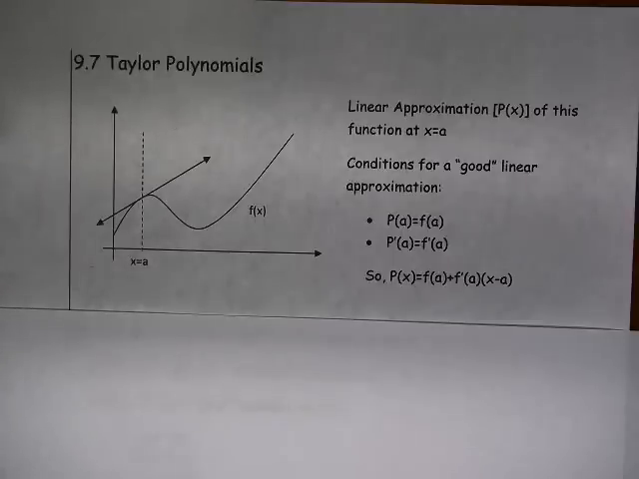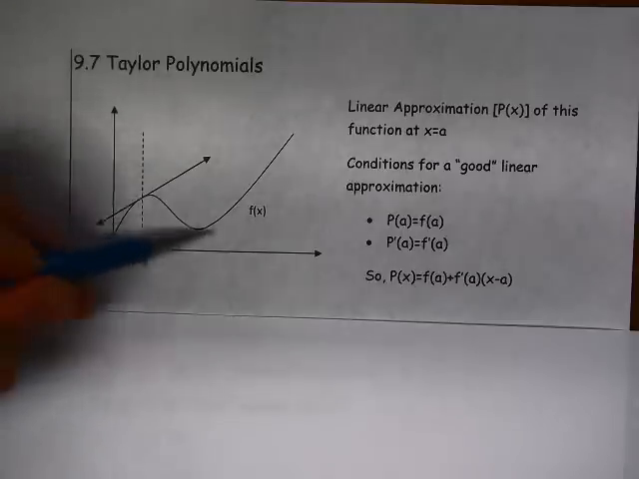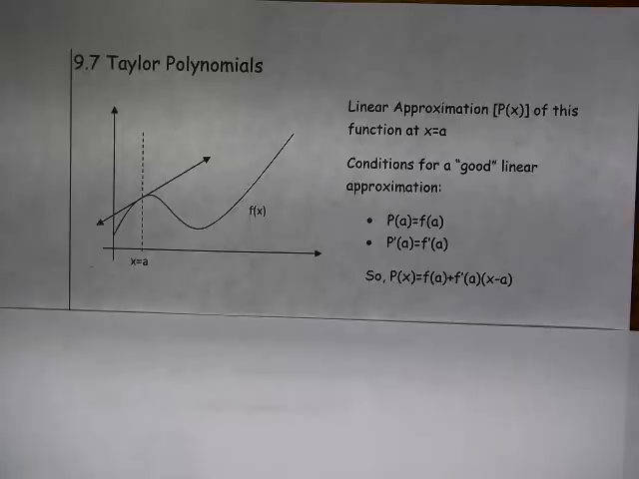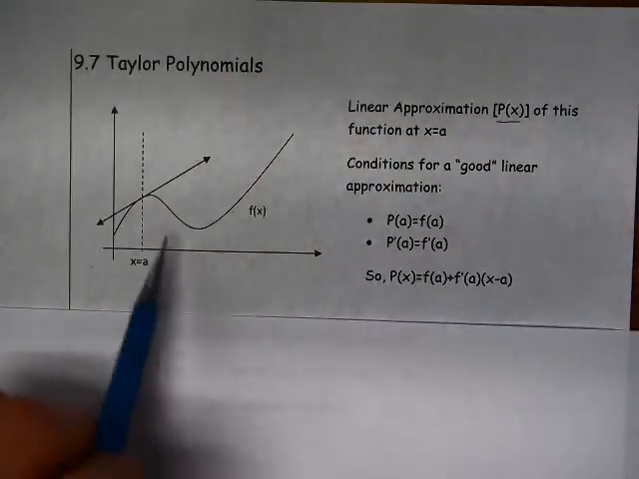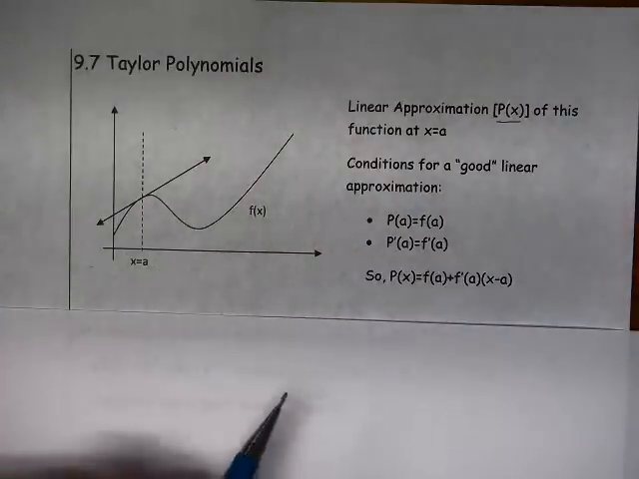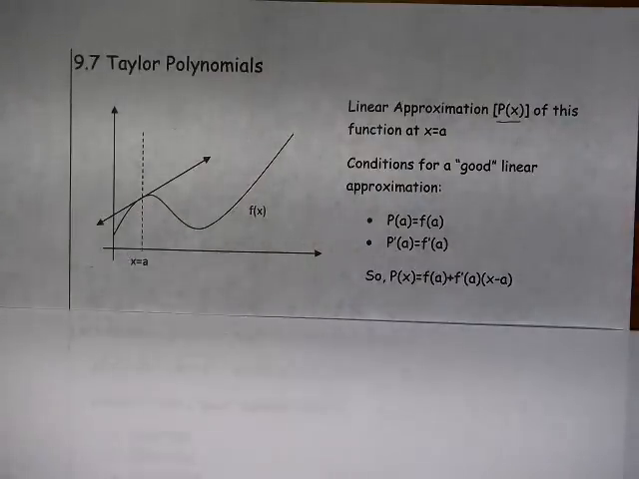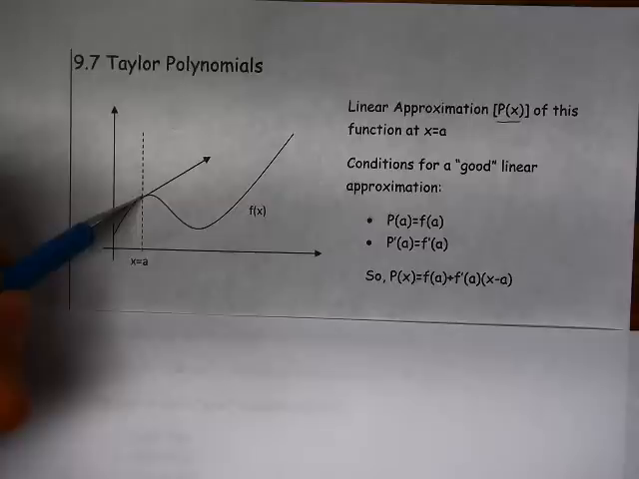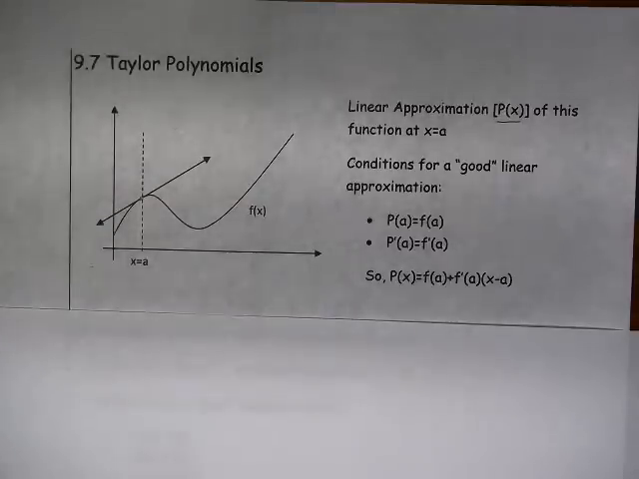So say I have some unknown function f of x, and we're going to start with a linear approximation. We're going to call that p of x. I want to have a linear approximation of f of x at a certain place, so I'm going to say at x equals a. We know from early in the first semester that a linear approximation of a function at a certain place is just the equation for the tangent line.